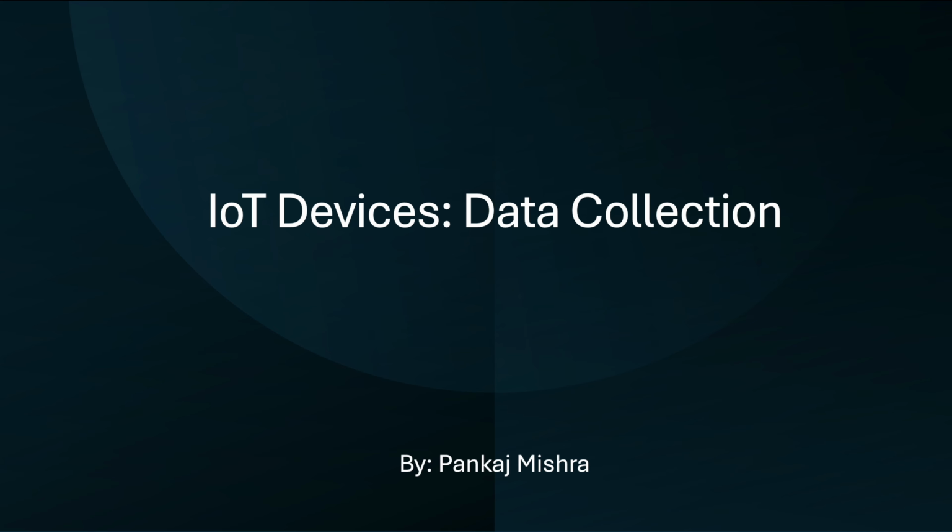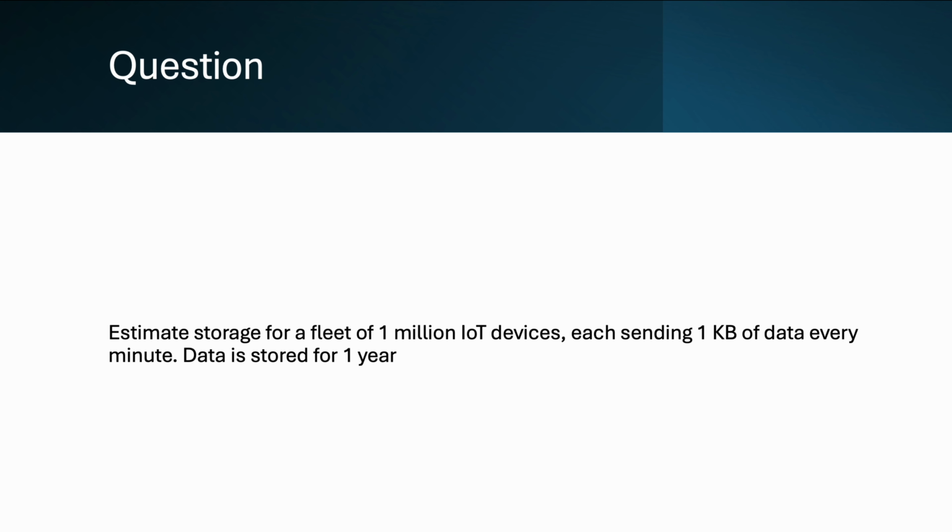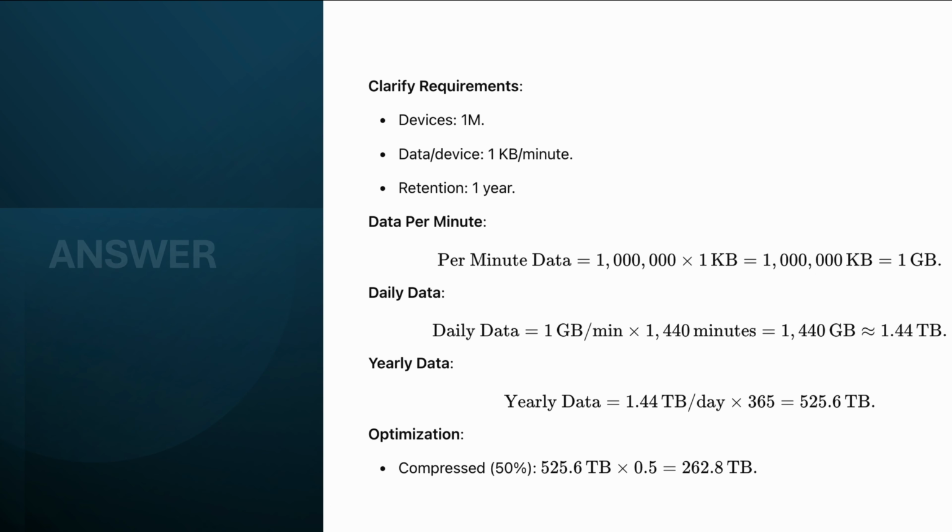So with this particular system design problem, we will try to cover some of the common questions which can be asked and how you come to a number when it comes to data storage for IoT devices. So let's go, without wasting time, into the question from the interviewer in system design: Estimate storage for a fleet of 1 million IoT devices sending 1 KB of data every minute. Data is stored for 1 year. So here, clarify requirements. How many devices are we trying to support? It's 1 million. All right.